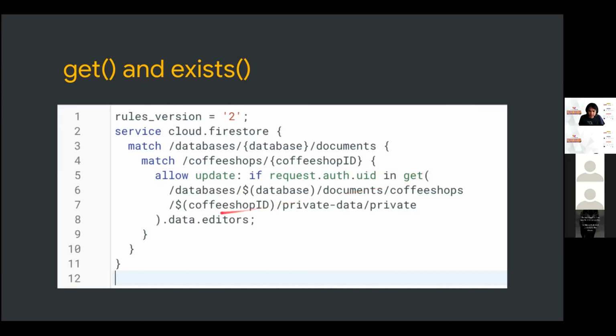Once we get this private data document, this returns an object that looks like the resource object. So we can access that data, and then we can access whatever fields this document has. Hopefully it's now clear that we are checking if the current user's user ID is in this coffee shop's editors array, and if it is, then we allow the update. So only editors added to the private data of the coffee shop can edit this coffee shop.